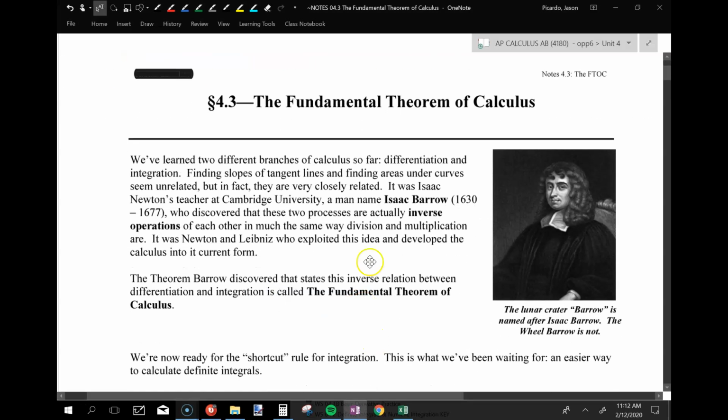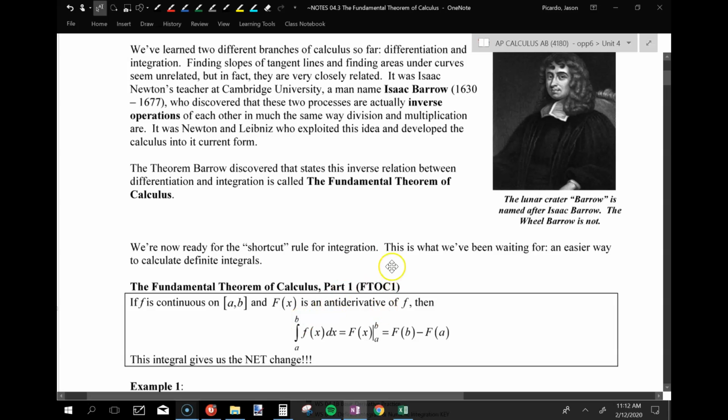All right, so the fundamental theorem basically says that if I can differentiate something, then taking an integral of that is essentially like an inverse operation, right? One undoes the other and vice versa, right? And based on that relationship, the fundamental theorem of calculus was born.